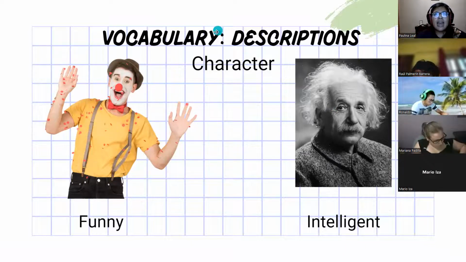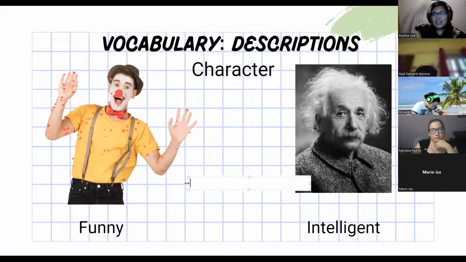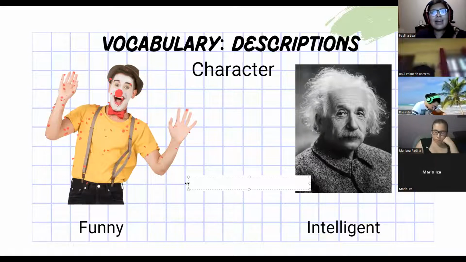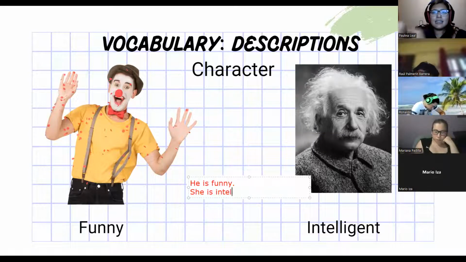So again, since this is something that I can't see on the outside, I'm going to use the verb be, because this is something that is part of me. It's not something that is physical, it's something that is emotional, so to speak. So again, I would say, he is funny. She is intelligent.